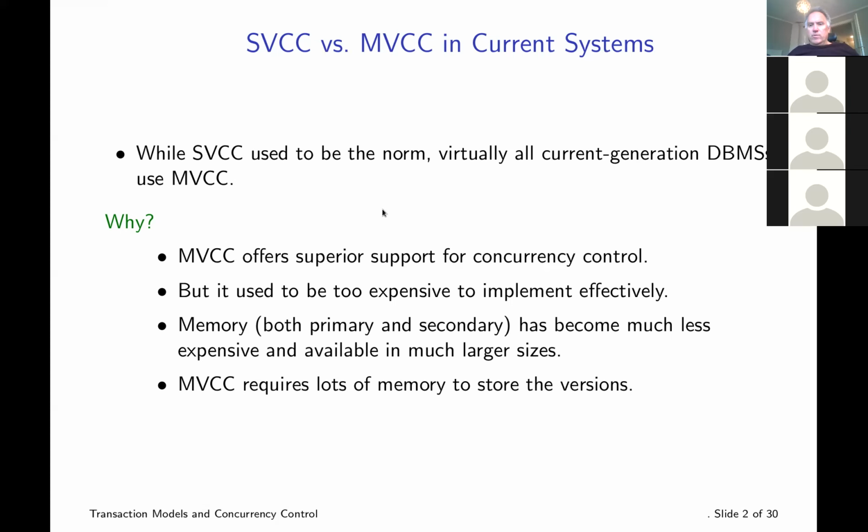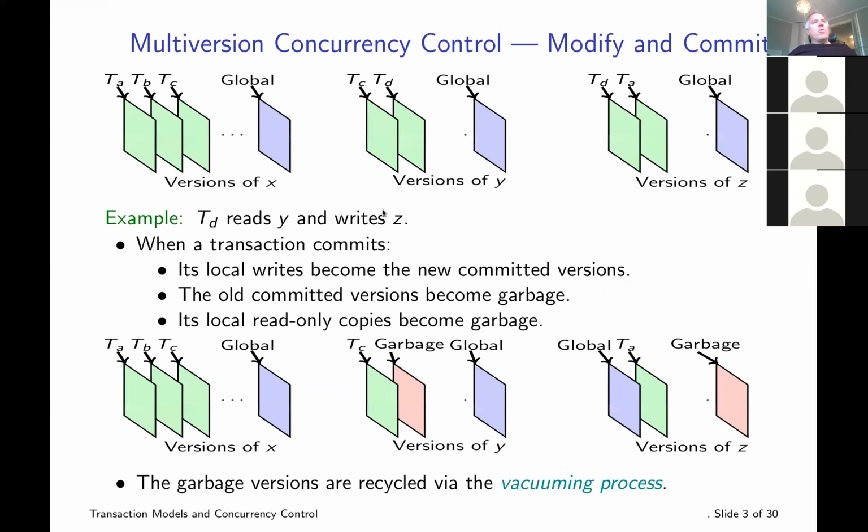Multi-version concurrency control. So we're maintaining multiple versions. Let's get a little bit more specific about this. So we have transactions. Let's just talk about the versions of X, Y, and Z. We have these data values X, Y, and Z. They can be 3 different tuples or something.